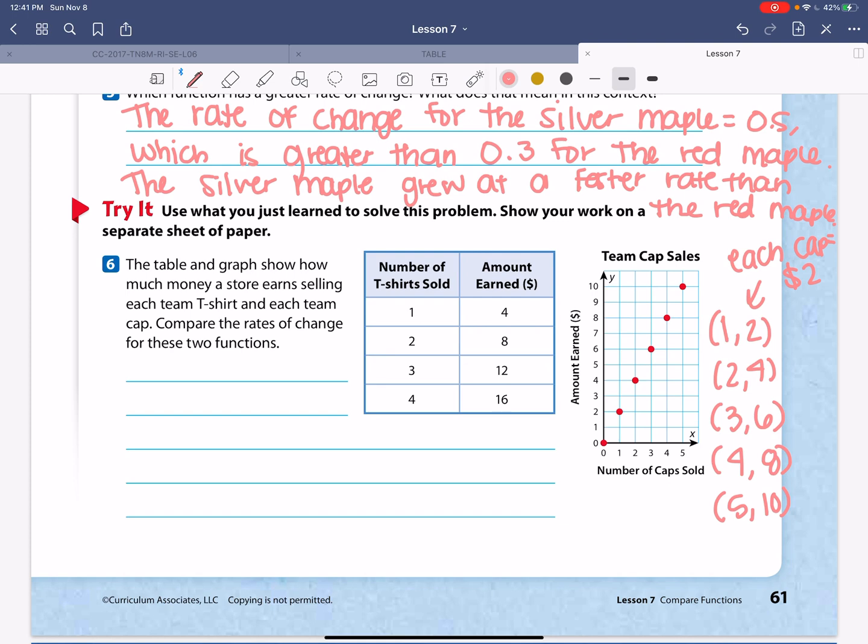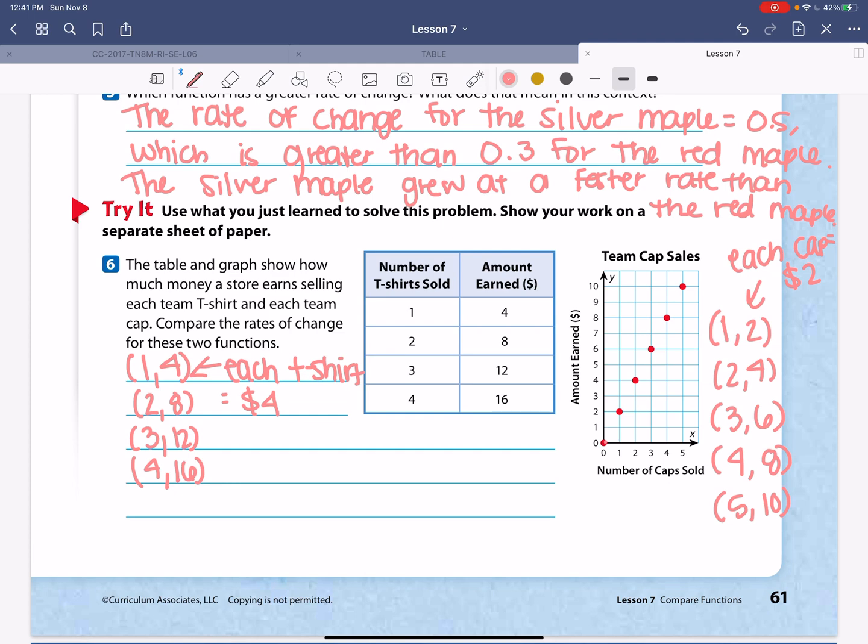Then if I look at my number of t-shirts sold versus the amount earned, then I know that my t-shirts are selling for $4 because 1 t-shirt sold gave me $4, 2 gave me 8, 3 gave me 12, and 4 gave me 16. So each t-shirt is $4. So the rates of change, if I'm looking at that, my initial value is 0 for both.